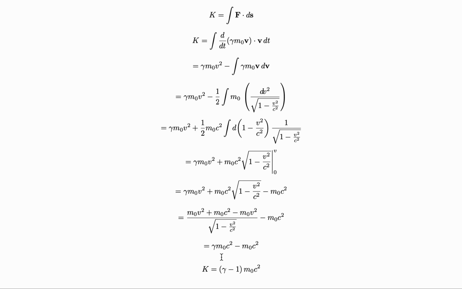So here you can see one interesting thing is that there is a residual energy term called m0 c squared, which is like the rest energy when the mass is at rest. So this is the famous m0 c squared formula derived by Einstein.